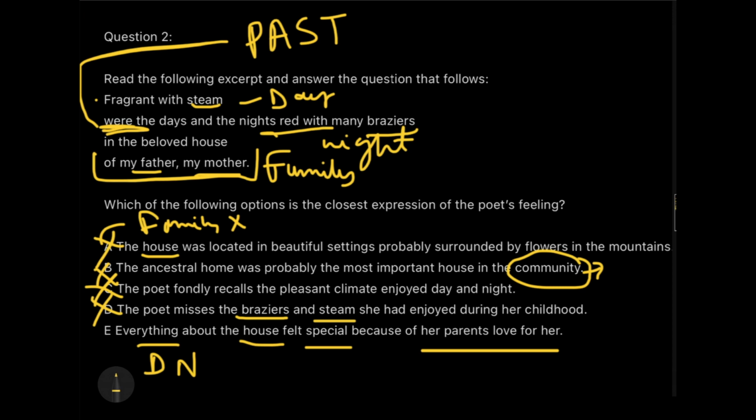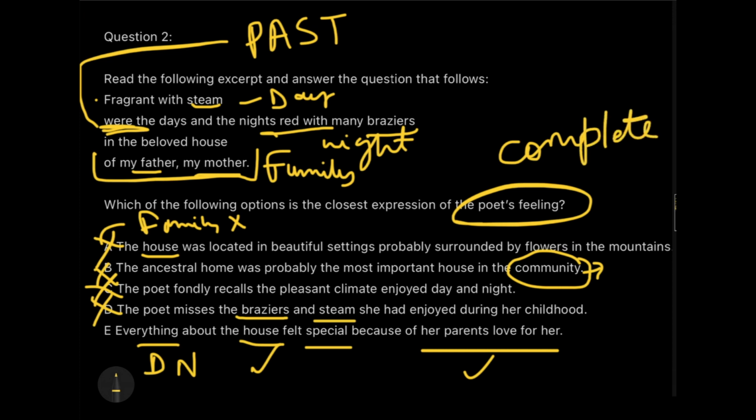So you see, they are not directly using the keywords father and mother, rather they are turning it into parents. And similarly, they are not giving examples of what exactly the poet liked, they just summed it up saying that everything in the house was special. So we are talking about the house, and we are talking about the parents, and that depicts the complete feelings of the poet. So this is the way you can solve these poem based RCs even without understanding the poem completely.